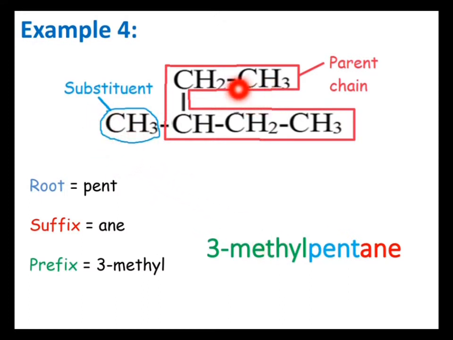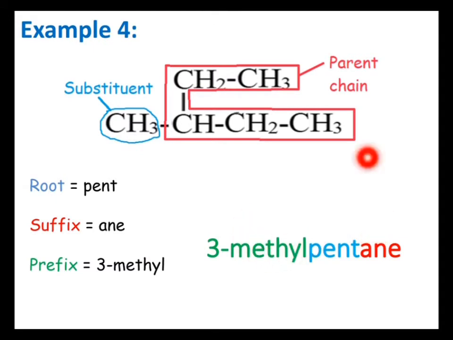What would be the location for CH3? Let's count. 1, 2, 3. Let's try also counting from down here. 1, 2, 3. So in either way, the position is 3. So we choose 3-methyl. Adding it to the root and the suffix, we have 3-methyl pentane. So there you have it.